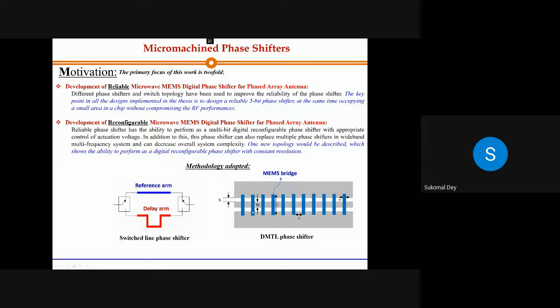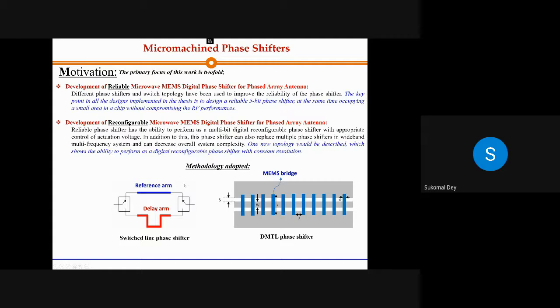Whenever you are not actuating these bridges, you take the signal. Now, when you start actuating the bridges, you get the signal. Look at the phases between these two signals. One is at the non-actuated state, one is at the actuated state, and you can see a differential phase shift between these two states. So this is the way this DMTL, distributed MEMS transmission line phase shifter, works.